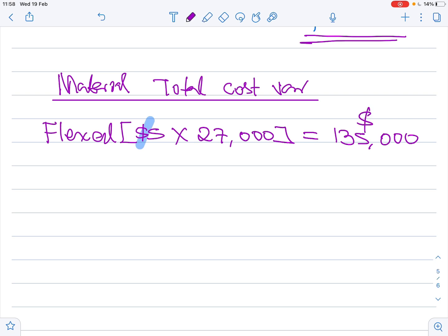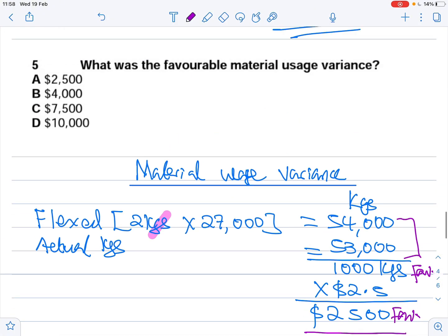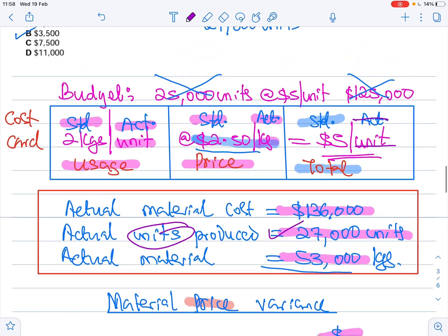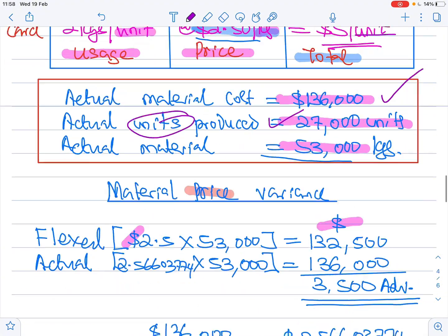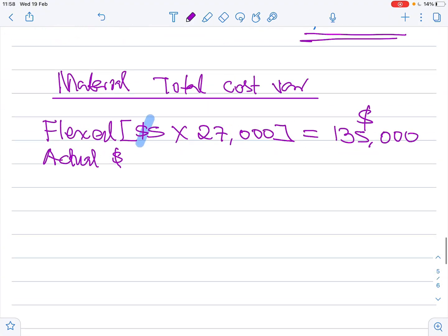What must you do now? You need to compare this with the actual dollar. So let's go to the actual information. Our actual dollar is 136,000. So you have 136,000. Then find the difference.